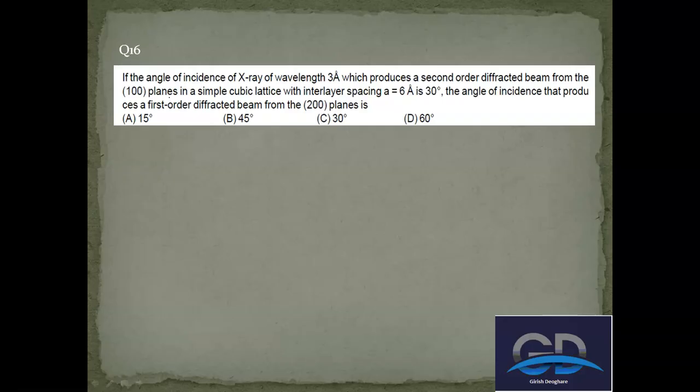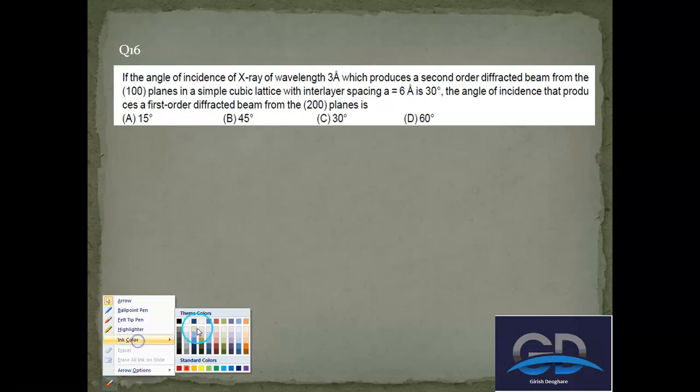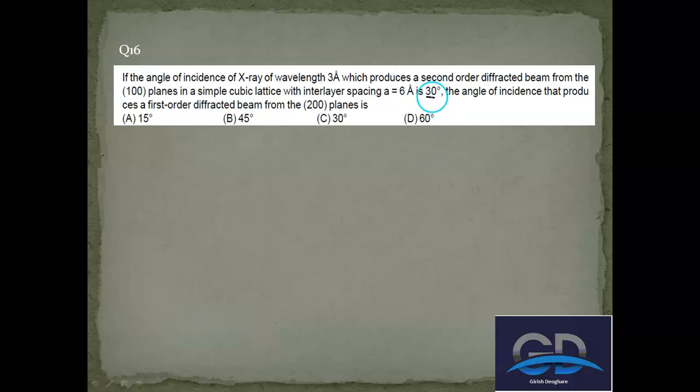Next, if the angle of incidence of X-ray of wavelength 3 angstrom, which produces a second order diffracted beam from the 100 plane in a simple cubic with the interlayer spacing a equal to 6 angstrom, is 30 degrees, the angle of incidence that produces the first order diffracted beam from the 200 plane is.